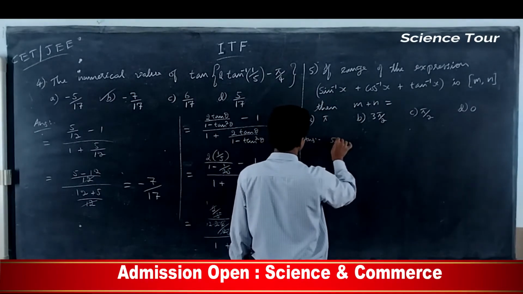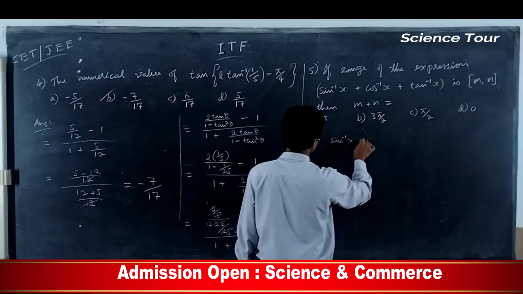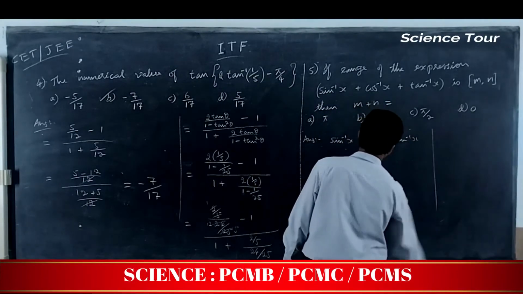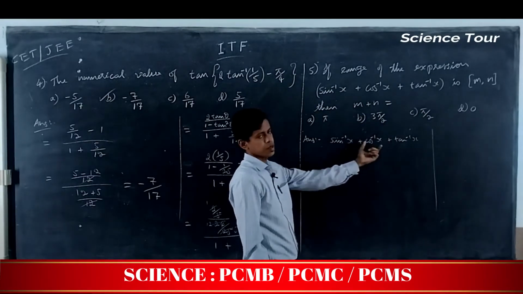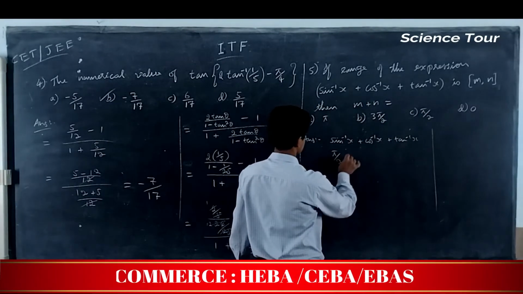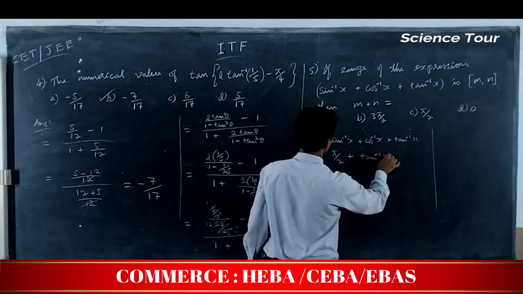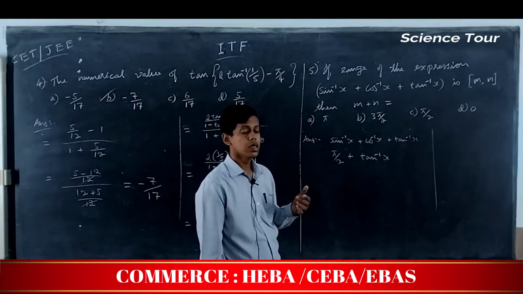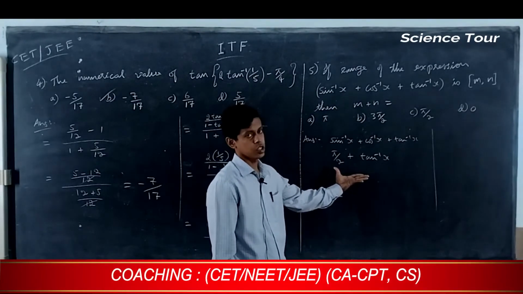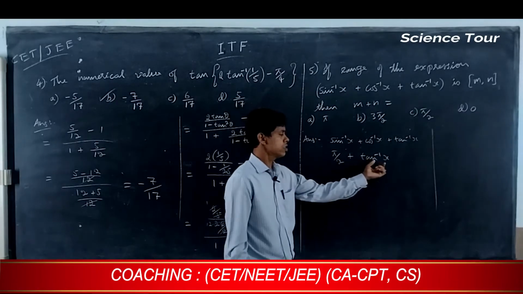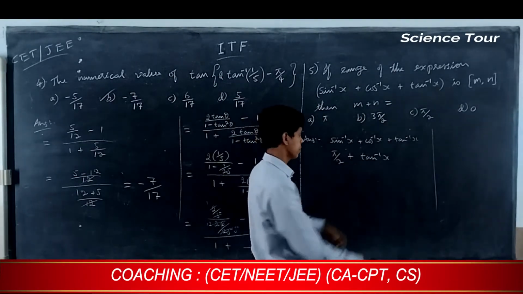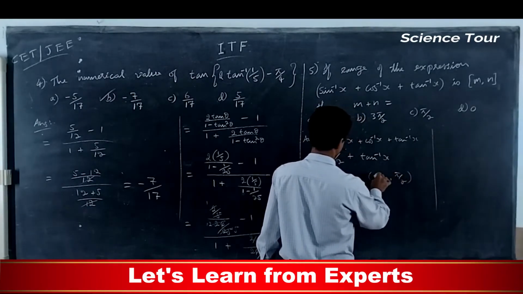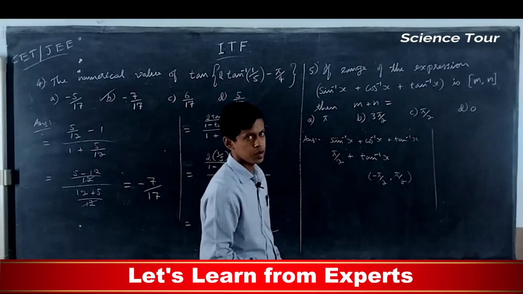The given expression is sine inverse x plus cos inverse x plus tan inverse x, right? Now what is sine inverse x plus cos inverse x? Pi by 2 exactly. So pi by 2 plus tan inverse x. Okay, now you have to understand the range of this expression. So you may say tan inverse x is between minus 90 to 90, right?